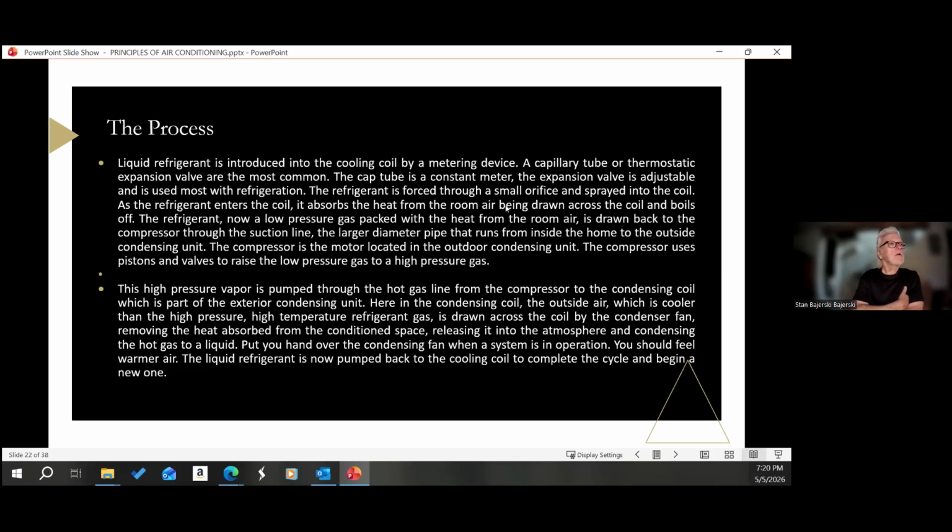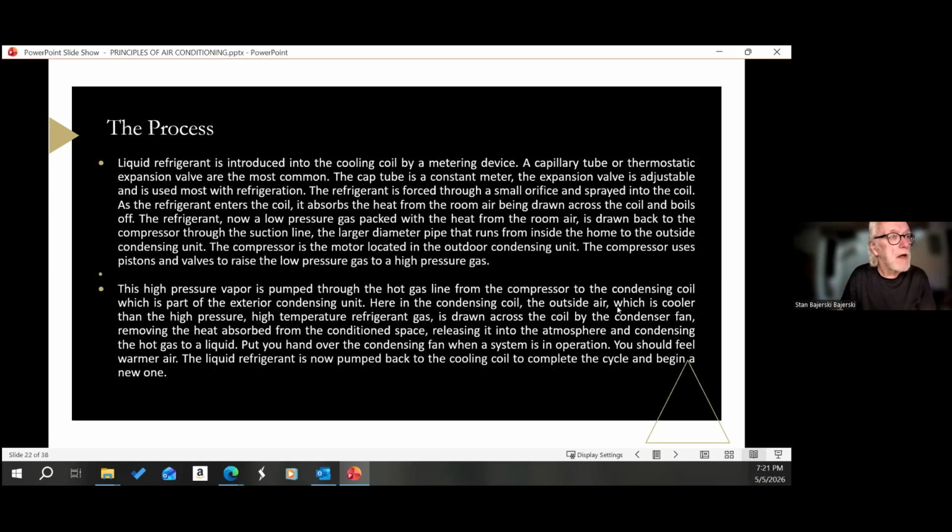The refrigerant, now a low pressure gas packed with heat from the room, is drawn back to the compressor through the suction line, the larger diameter pipe that runs from inside the house to the outside condensing unit. The compressor is the motor located in the outdoor condensing unit. It uses pistons and valves to raise the low pressure gas to high pressure gas. So it's kind of like a car motor. It's taking that low pressure gas, compressing it, turning it into a high pressure gas so that we can release the heat from it. The high pressure vapor is pumped through the hot gas line from the compressor to the condensing coil, which is part of the exterior condensing unit.